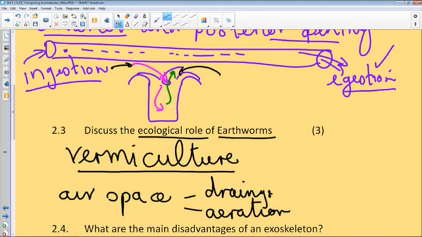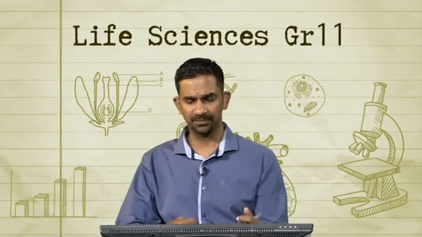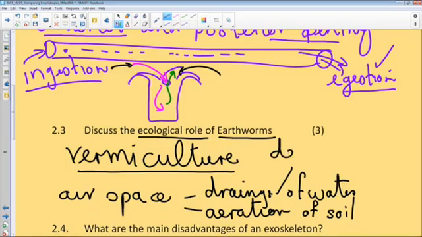So drainage of water: earthworms create drainage holes because they tend to burrow into the soil, and it allows for aeration of soil. That simply means that it creates air spaces through which seeds can germinate, so that nutrients can get in and water can be absorbed into the soil. And finally, they also play a significant role in the decomposition and the breakdown of dead leaves. We refer to that as organic matter.